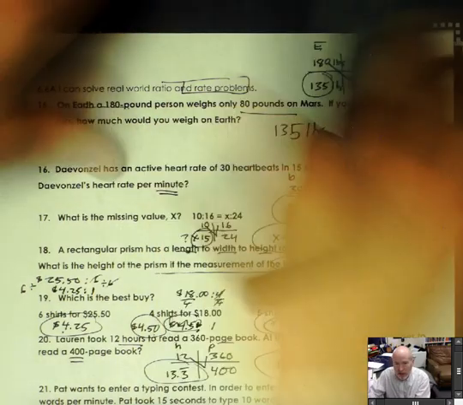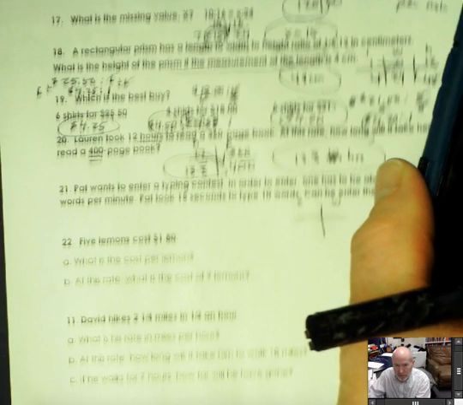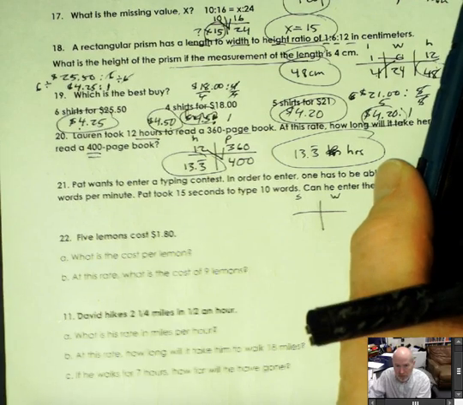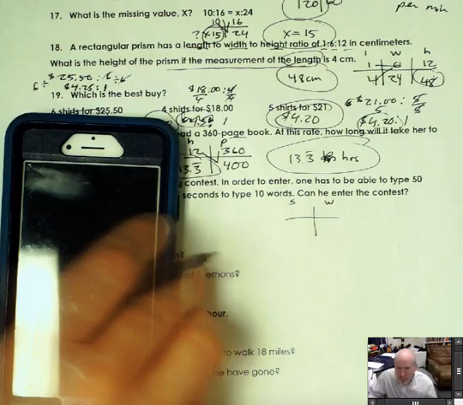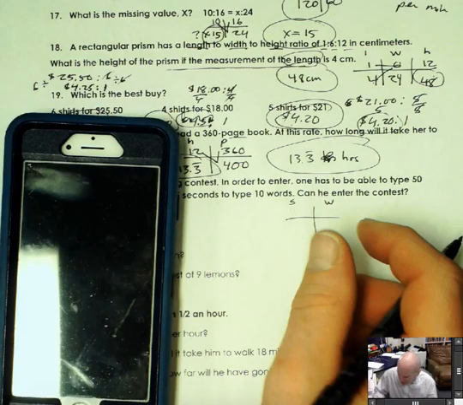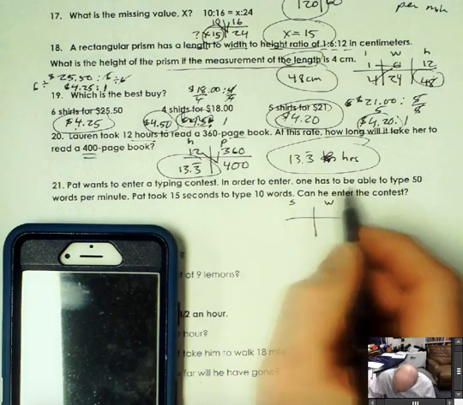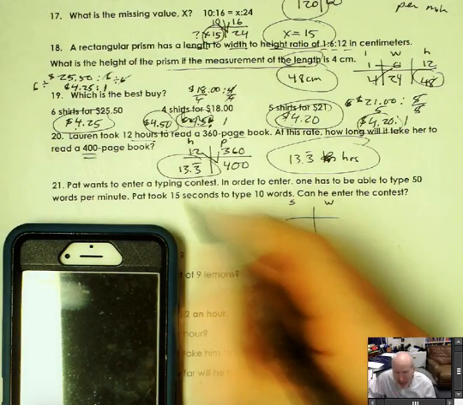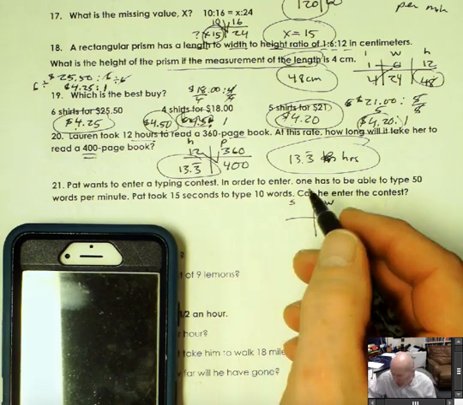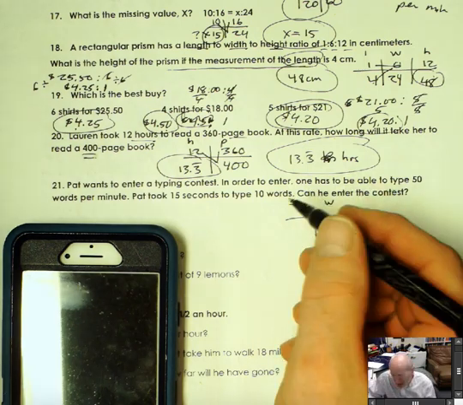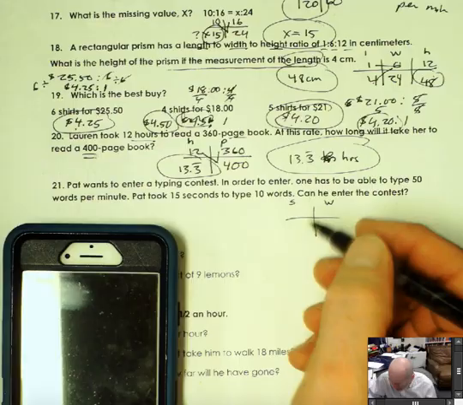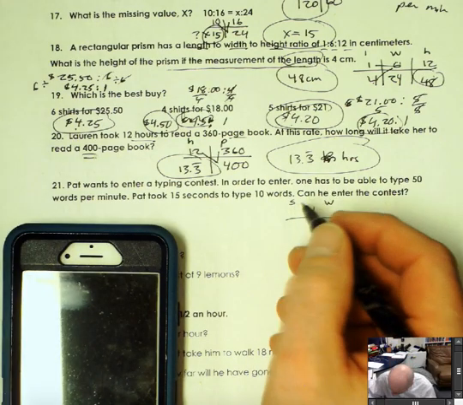Sorry, I'll slide that up. So we're going to be dealing with seconds and words here. So he has to be able to type 50 words per minute. This is going to be like that heart rate problem, because we've got minutes and seconds. So we're just going to stay in seconds and remember that there are 60 seconds in a minute.